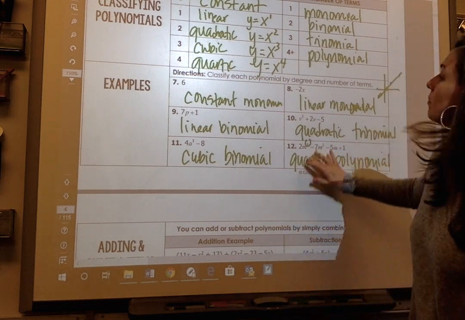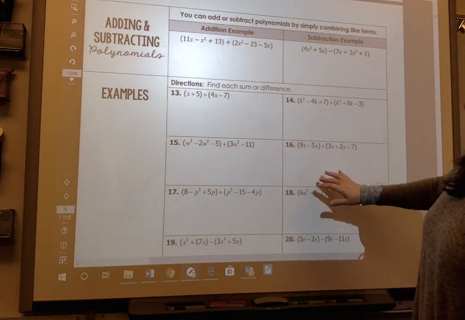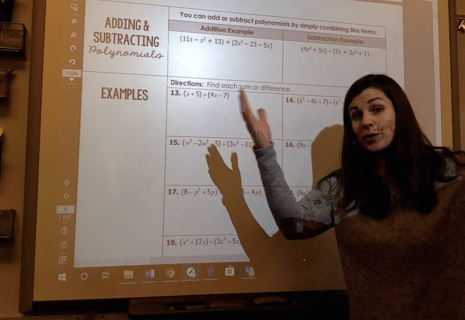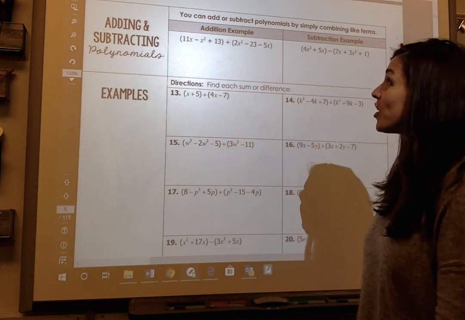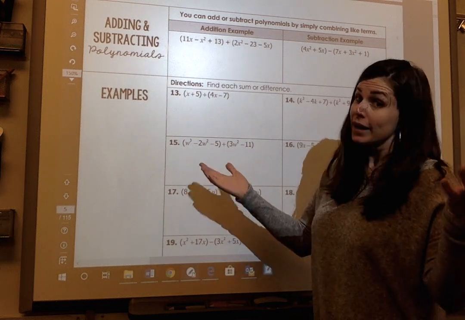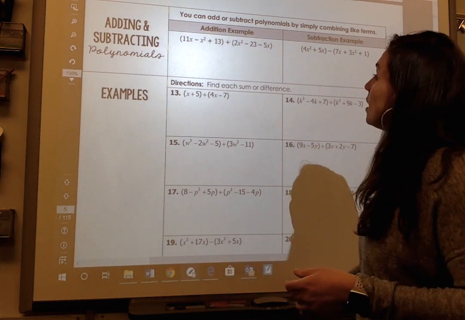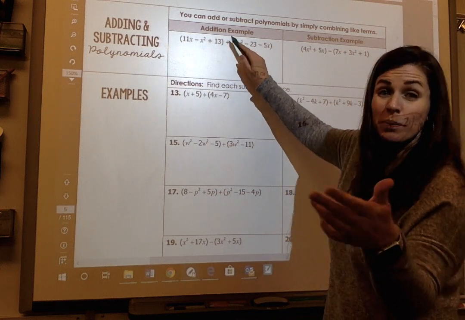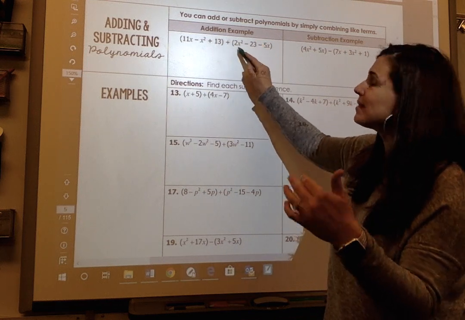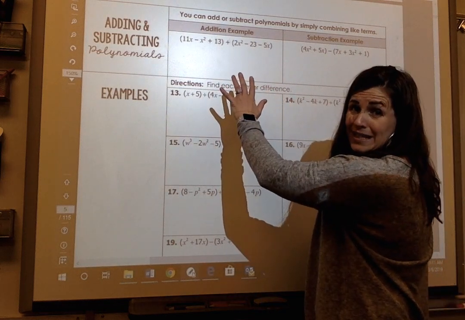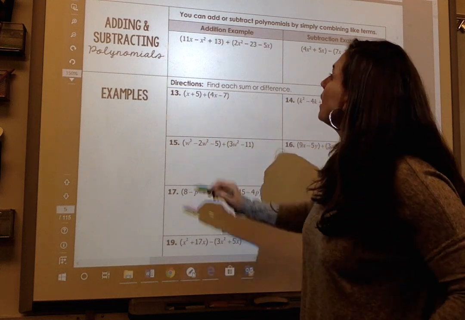All right. When we add and subtract polynomials, all we're doing is what we've been doing all year long. We are just combining like terms. That's it. It doesn't get more complicated than that. If you have an addition sign, nothing changes. I still distribute that addition sign, but my signs don't change. So when it's addition, there's not a lot of work I need to see here. I'm just going to combine those terms.